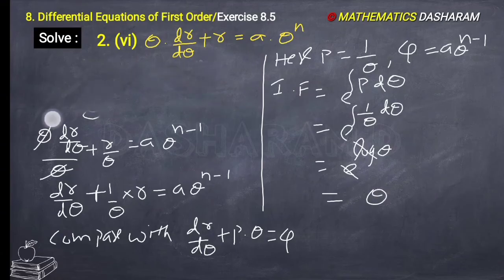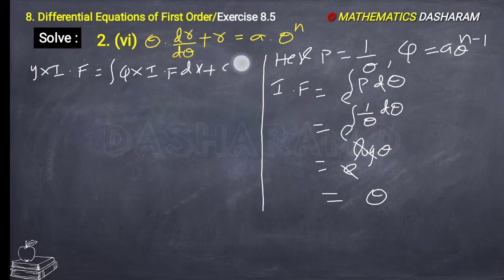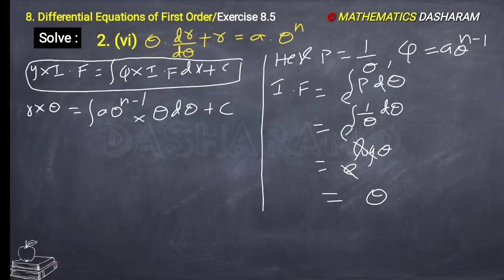So now let's find out the required solution. y into I.F equals integration q into I.F dx plus c is the formula to find the solution, but here instead of y, r should be taken, and I.F means integrating factor, that is theta. Integration q means a into theta to the power of n minus 1, and I.F is theta, and dx means here d theta, plus c.